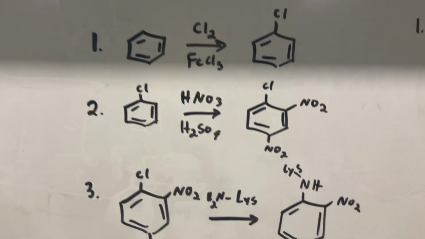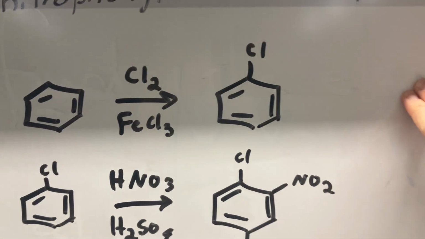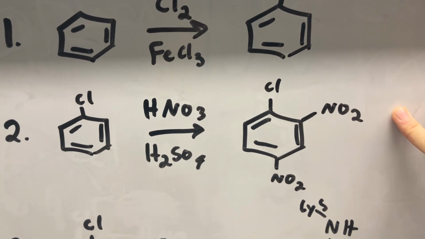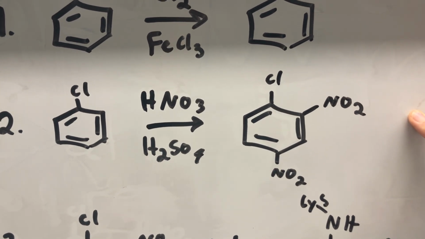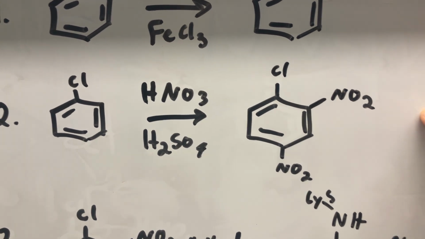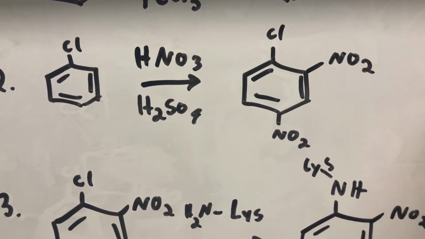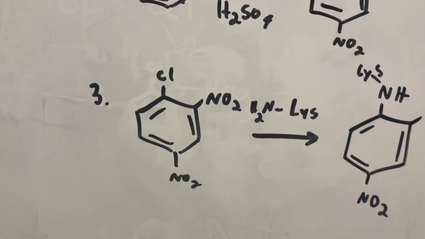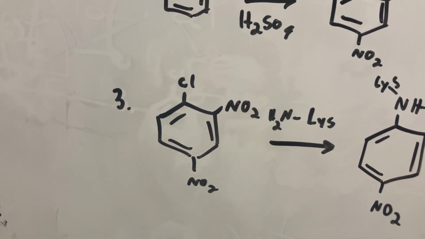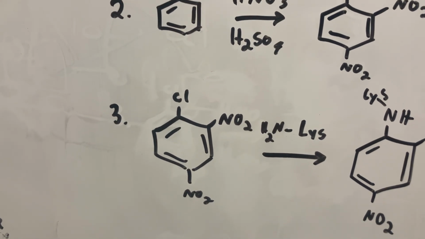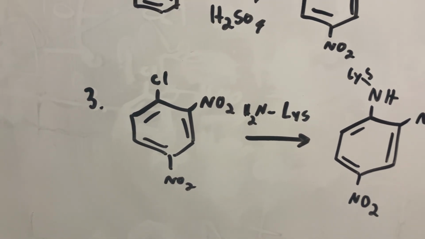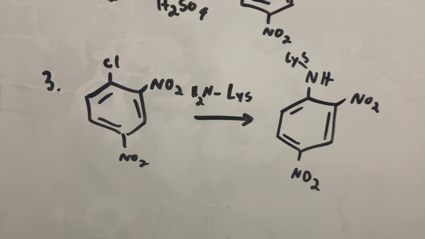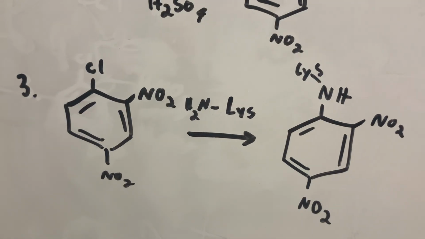So, here's the overview. First, we're going to monohalogenate it with chlorine, and then we are going to add nitro groups twice, basically using the acid catalyst of sulfuric acid. And then we have the perfect setup for nucleophilic addition, elimination, aromatic substitution with lysine's R side chain. And that works because it's double stabilized with resonance.